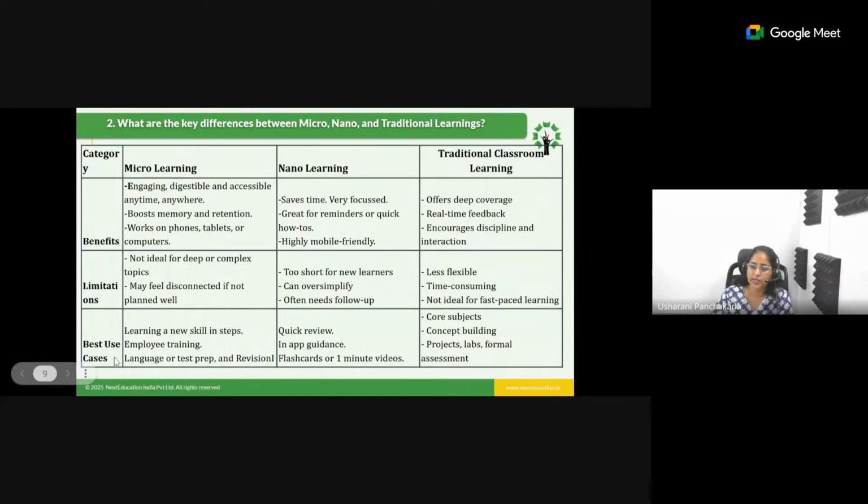Next, best use cases. Learning a new skill in steps, employee training, language or test preparation, and revisions. When it comes to best use cases, first, learning a new skill. It can be swimming, or dancing, or skating. Any skill can be learned step by step, because it will be like, as I said, module 1, module 2, module 3.